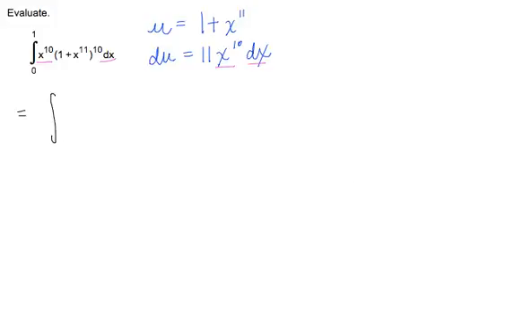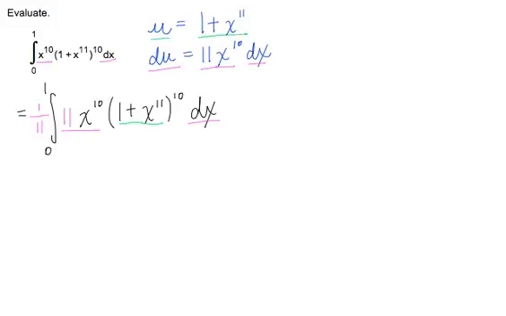But if we do that, we also have to divide by 11. So I'm going to put a 1 over 11 out front and an 11 right there, so I'm not really changing the integral at all. Okay, we're still in x's, so I'm still going to write from 0 to 1. Now the 11x to the 10th and the dx all become du, and the part inside the parentheses, 1 plus x to the 11th, will become u.